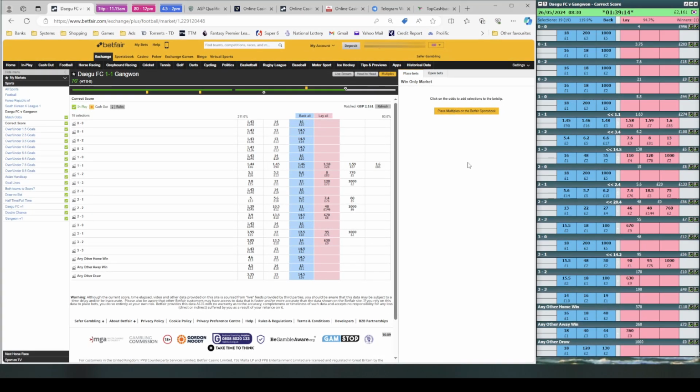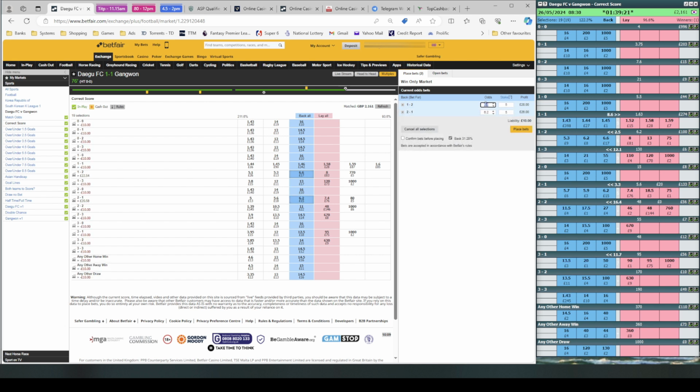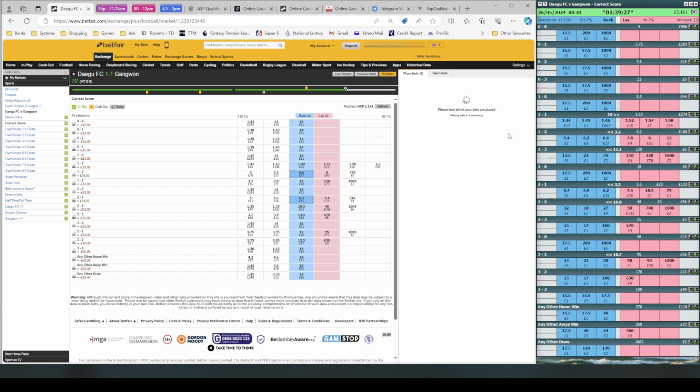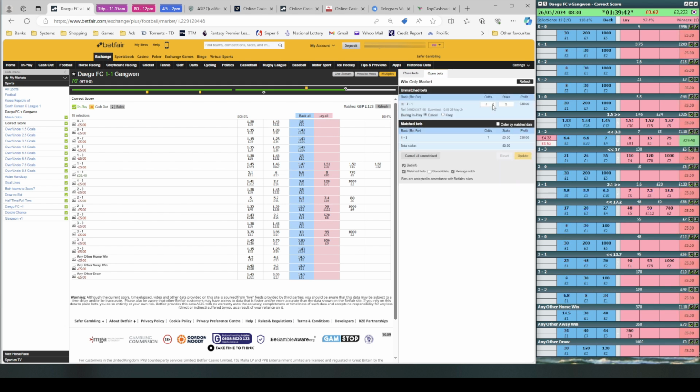The second match is between Daegu FC and Gangwon in the South Korean K-League 1. Once again, the game selection was given to me through the filters on Sports IQ. The score is currently 1-1. There's just over 2k matched on the market, so once again, I'll back the 1-2 scoreline at odds of 7 and the 2-1 scoreline at odds of 6.4 for £5 on each. My offers are matched, so let's see if we can get the goal.